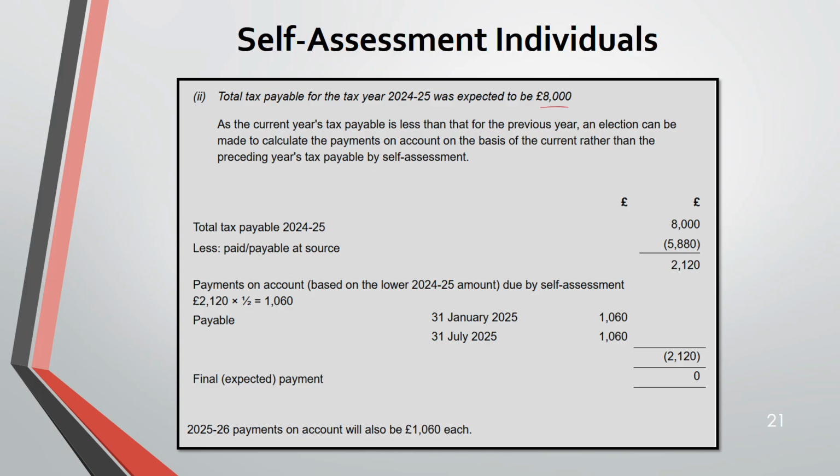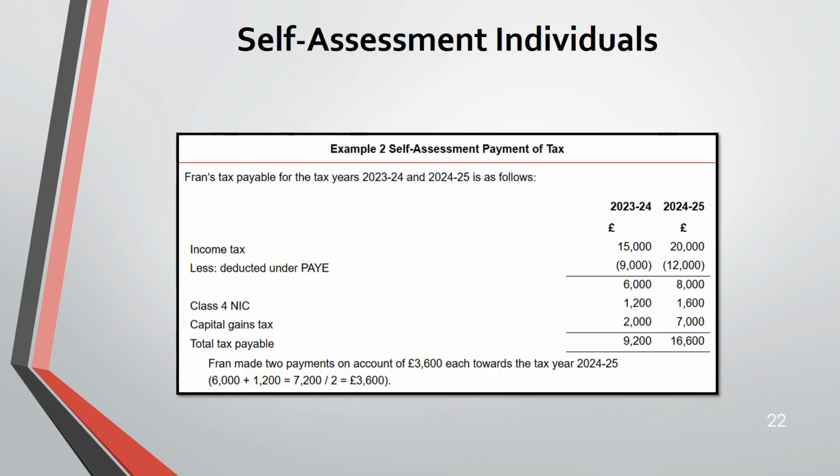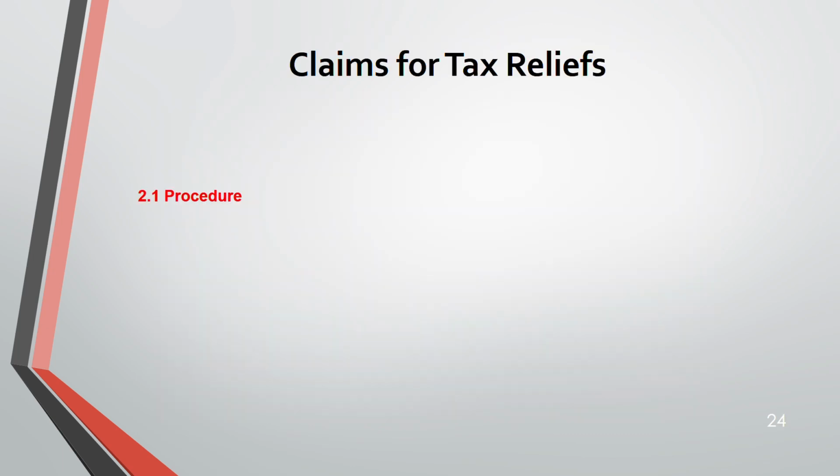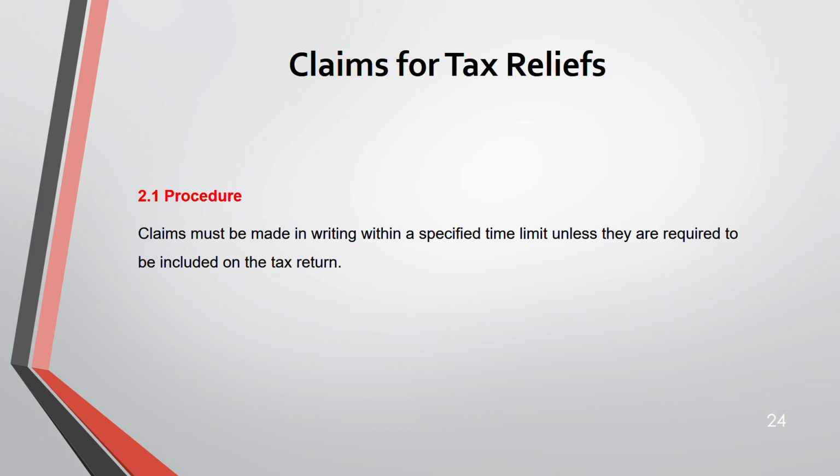Okay. Now, example 2, where we have got the payment on account, because we have calculated class 4 and income tax are taken, CGT is not included. Moving on to the second part, that is the claiming of the tax relief. What is the procedure? The procedure is you have to write within a specified time limit that you're eligible for such a relief. Okay, you have to include this in your tax return.